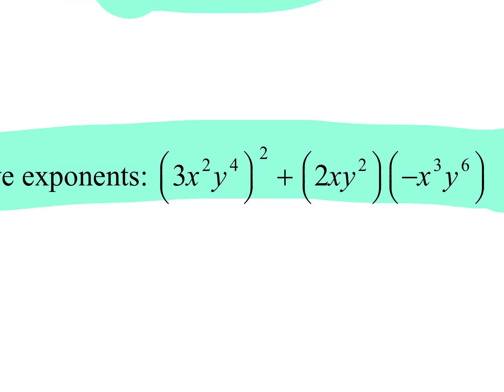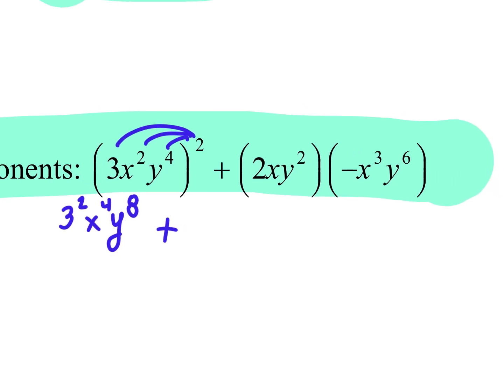So the first thing I'm going to do is go ahead and distribute everything. So I have 3 squared, x to the 4th, y to the 8th. Good. Power to a power, we multiply. Then I have plus. I'm multiplying these 2 together, so take your coefficients. What's 2 times negative 1? Negative 2. Multiplying same bases, so I rewrite the base and do what to the exponents? Add, so 1 plus 3 is 4. Again, multiplying same base, rewrite the base, add the exponents. 2 plus 6 is 8.